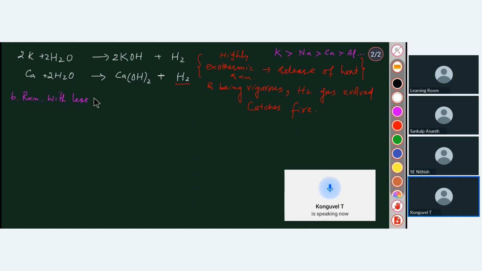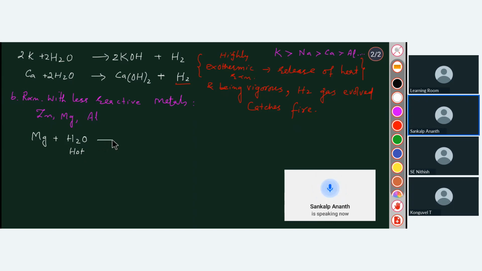Now, reaction with less reactive metals. How do they react with water, and will there be production of hydrogen gas or not? Zinc and aluminium show little to no reaction with cold water. Magnesium is a less reactive metal. If we treat it with water, it should not be cold water. They react only with hot water. So you have to remember here the water should be hot.